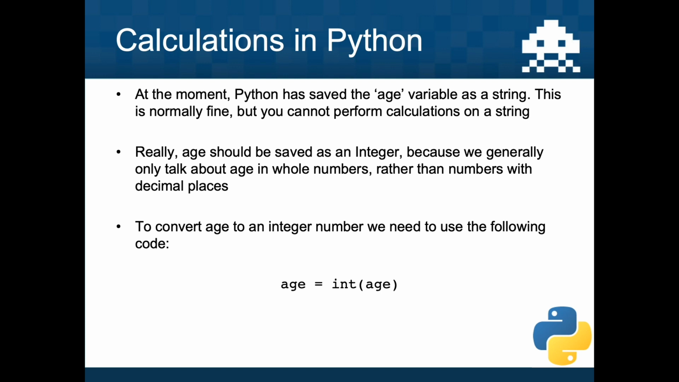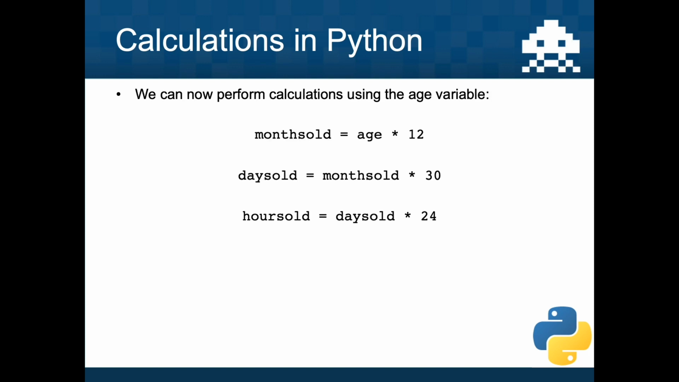Now you can either add that now, or I'm going to pause the video in a minute and guide you through that. So if you're confident adding that, add that to the bottom line of your program. If not, hang fire and we'll look at a practical example in a minute. Once we've converted age to an integer, we can then do some calculations based on it.